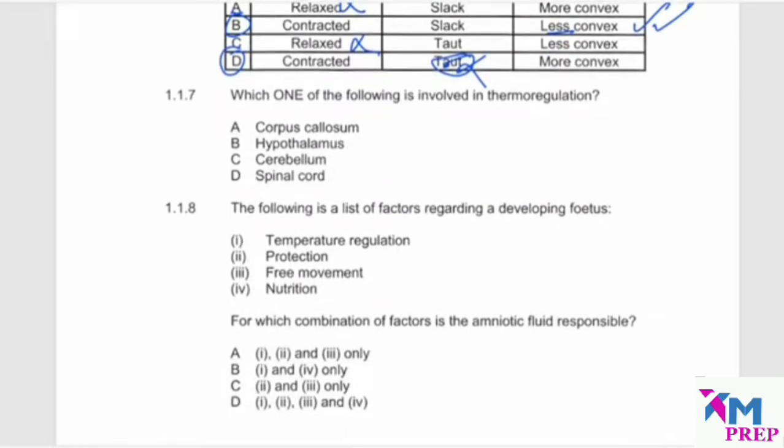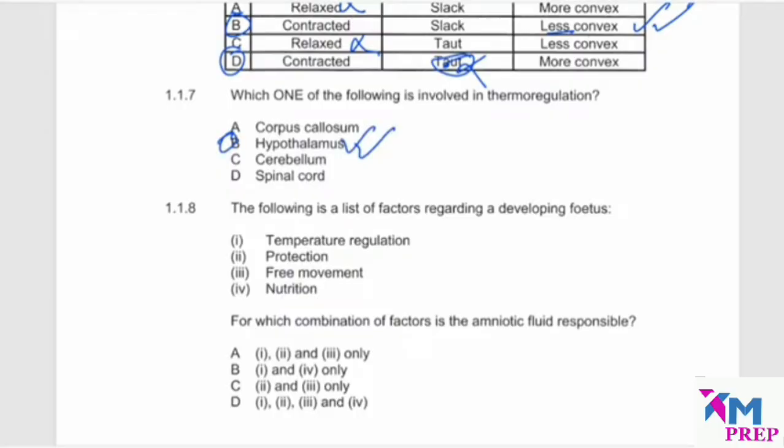Which one of the following is involved in thermal regulation? When we talk about thermal regulation, that is temperature. So temperature is controlled by the hypothalamus. No story, no discussion, you know that. All right, B becomes the most correct answer.